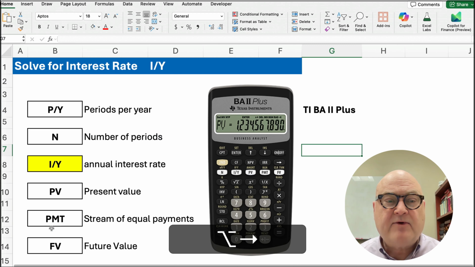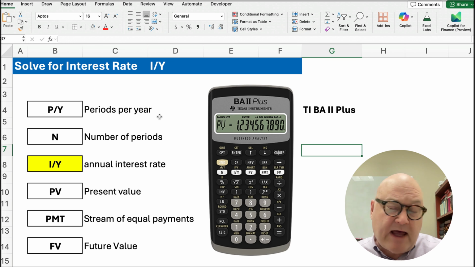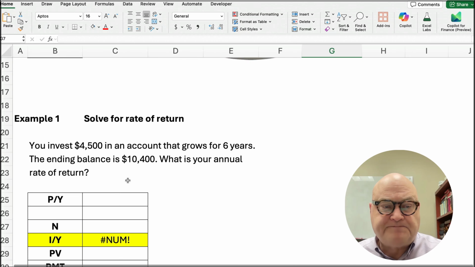So let's get started. I've got 3 examples here to solve for interest rate on your calculator. Now, what makes it a financial calculator? It's these buttons right here in the middle, which is the number of periods, the annual interest rate, the present value, the payment, which is the stream of equal payments, and the future value. So we also are going to set the periods per year. So we'll show you how this works.